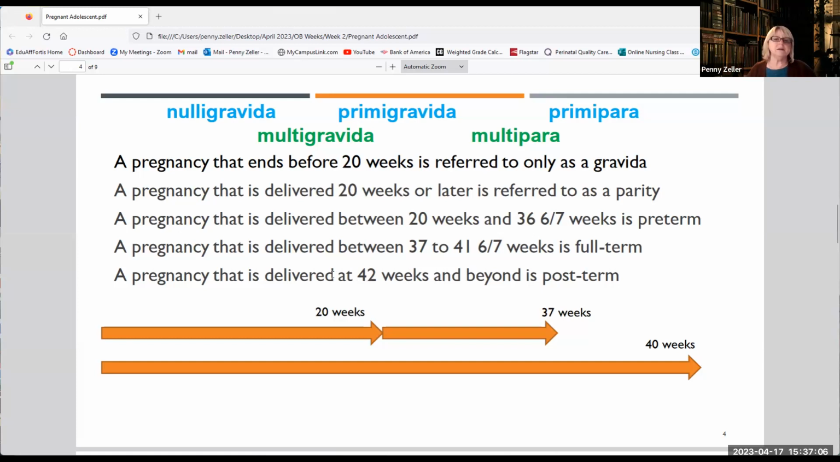Now, I know this is a new concept and it seems very confusing, but we'll practice, okay? So if we have a client who's had 3 pregnancies and 3 full-term deliveries, what are we going to call her? A preemie, a multi, a parity, or a gravida? If she's had 3 pregnancies and 3 full-term deliveries, what would she be called? Multi. Multigravida, and also multipara. She's delivered 3 babies after 20 weeks, and she's been pregnant many times, 3 times. Okay.